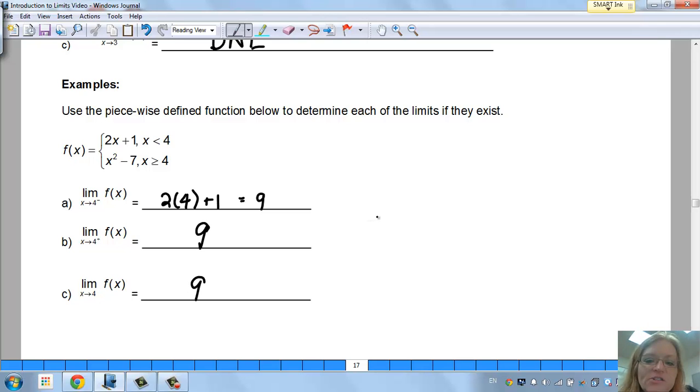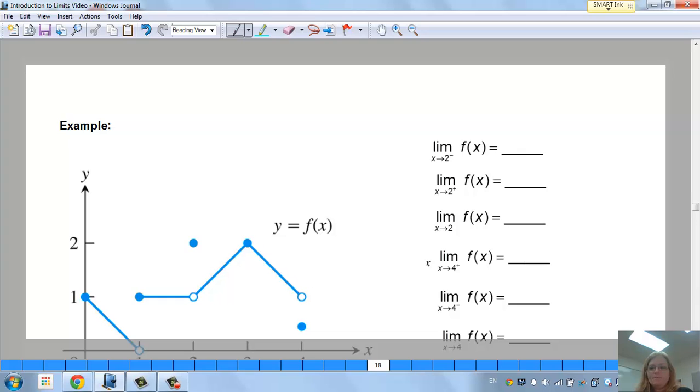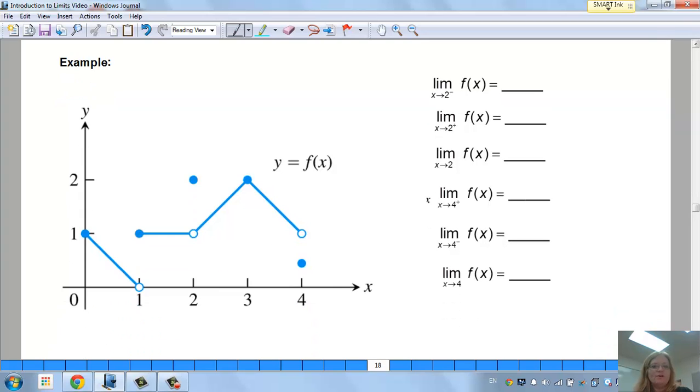And I just made this, and we practiced this in class with continuity. We just made this continuous because the point (4, 9) is on it, it connects at (4, 9) and continues on. So that way I can say the general limit exists. There's one more example here.